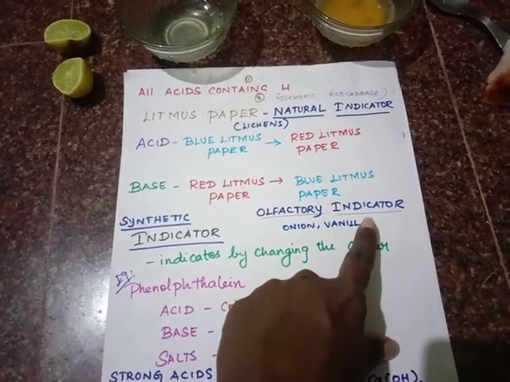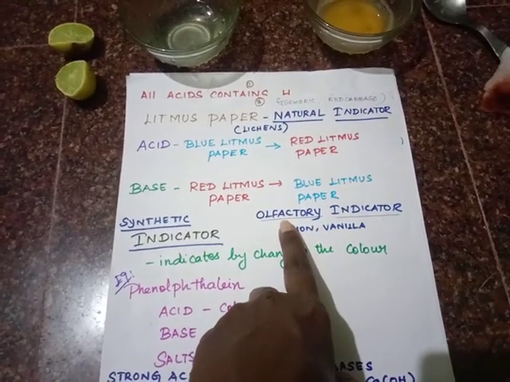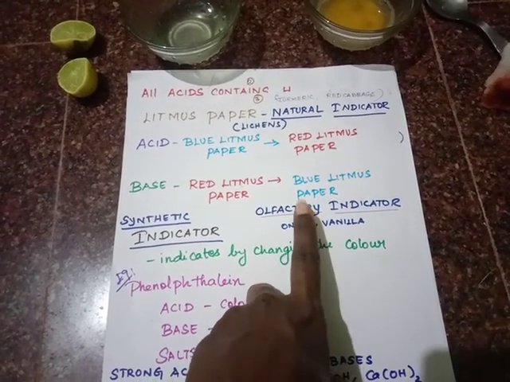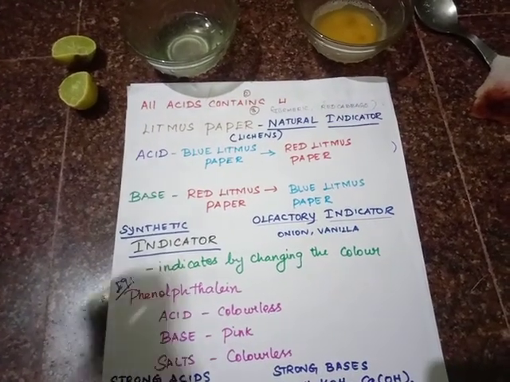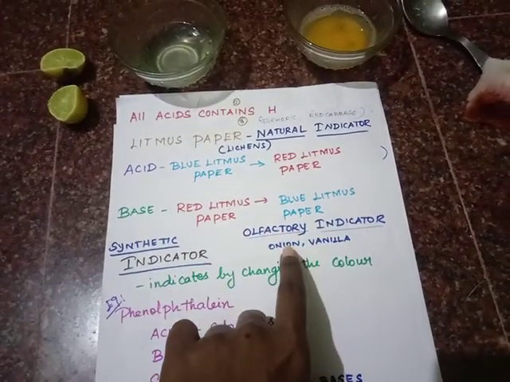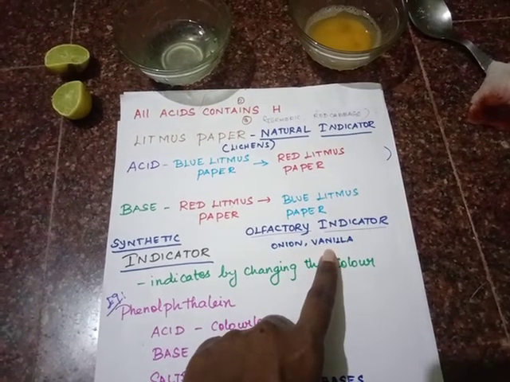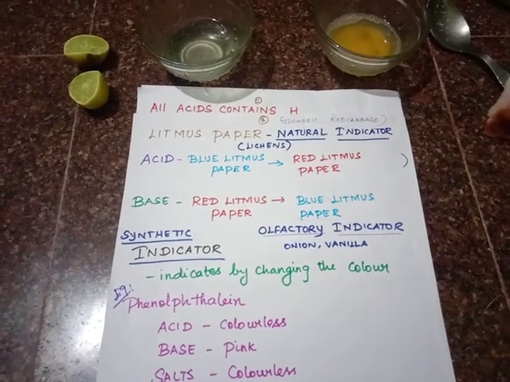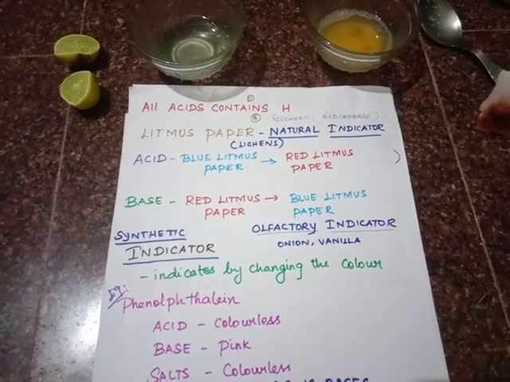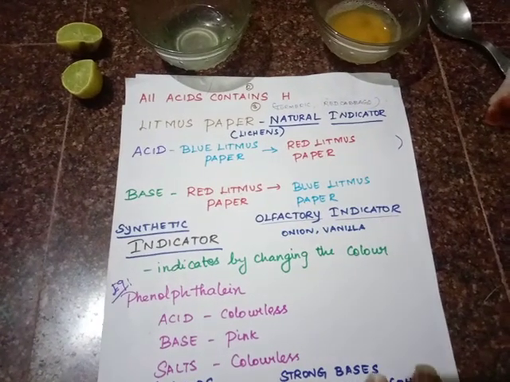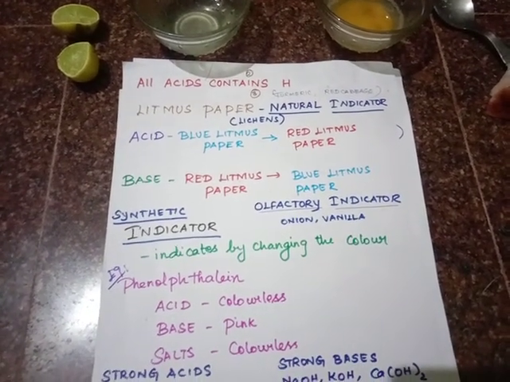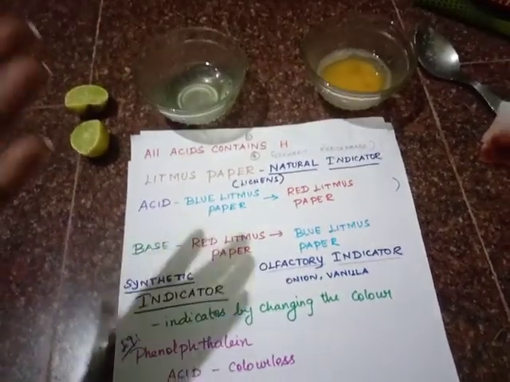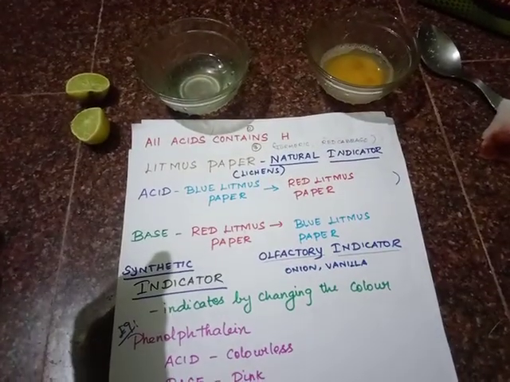And the next one is the olfactory indicator. Have you heard this name olfactory before? Yes, it denotes smell, nose. You would have studied such things in biology, I think. For olfactory indicators, the best examples are onion and vanilla. Onion loses its smell when added with base, and with acid it does not. Similarly vanilla also: the smell vanishes with base, but with acid it does not. So these are the things which help us identify whether it is an acid or a base.